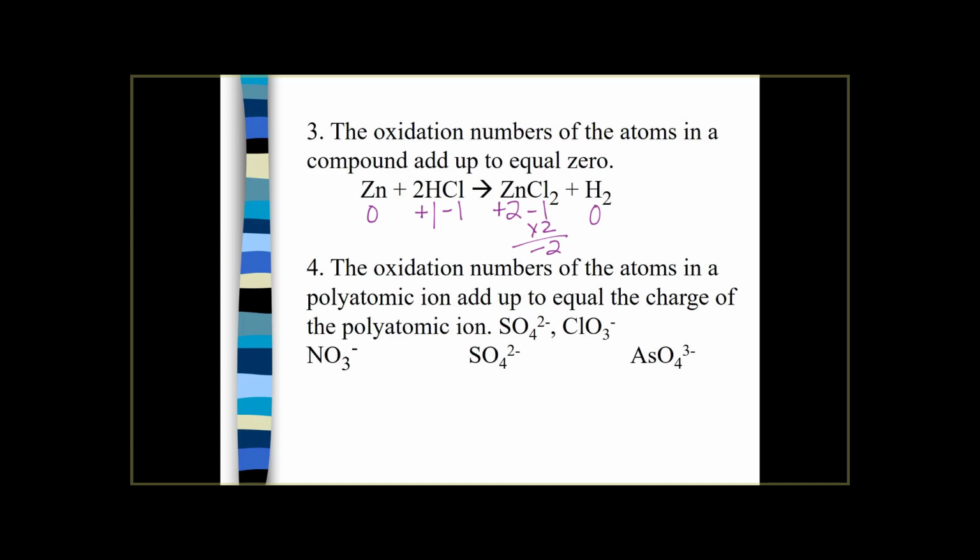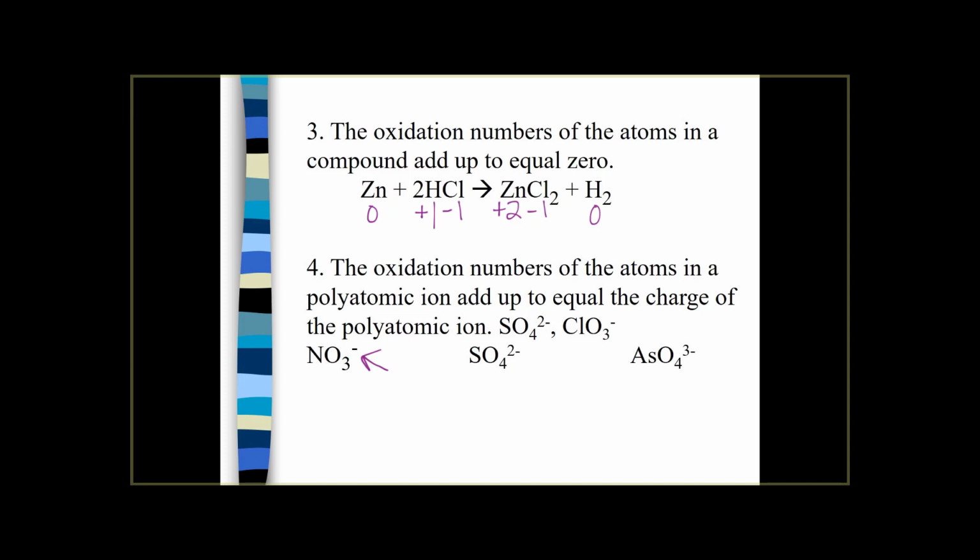So once I do the math, I don't need it anymore. So don't put the math in the oxidation numbers, and I can just go here and erase my math. So what's important is the oxidation number as if I had only 1 of that element. Rule number 4, the oxidation numbers of the atoms in a polyatomic ion add up to equal the charge of that polyatomic ion. So whatever charge is listed, that's what all the elements in that polyatomic ion will equal.